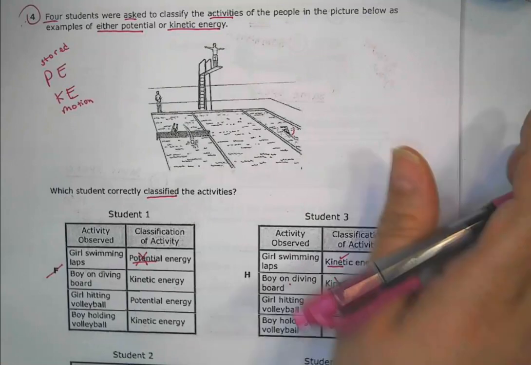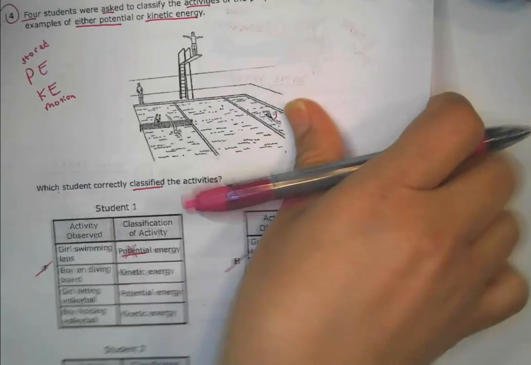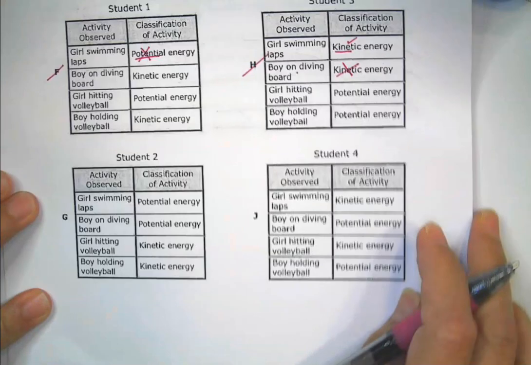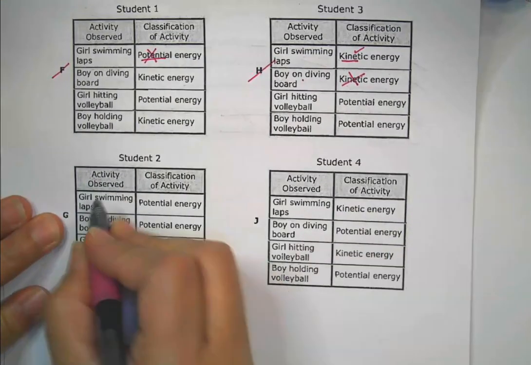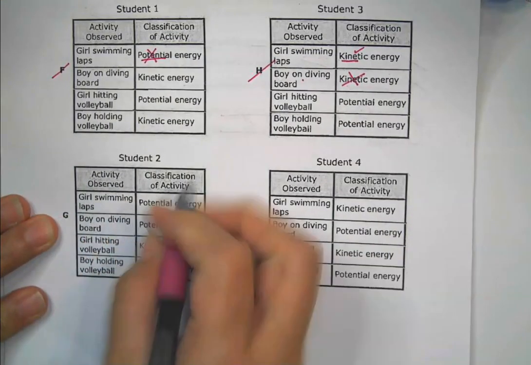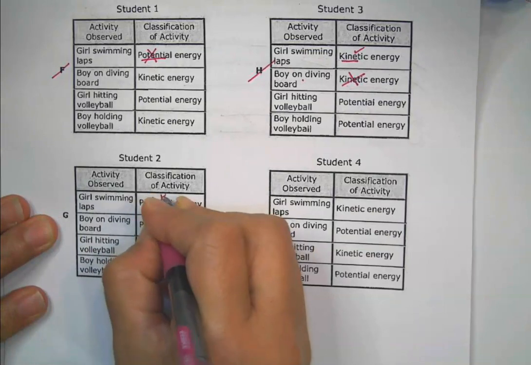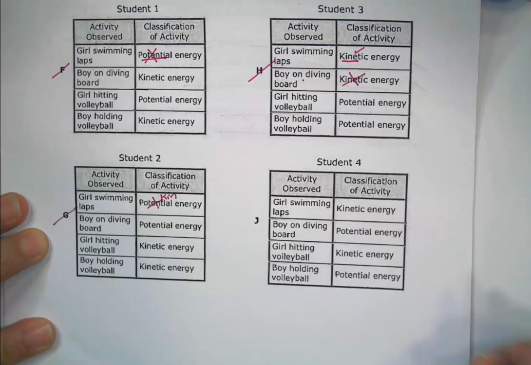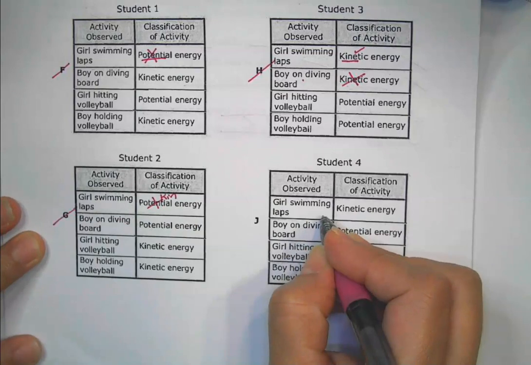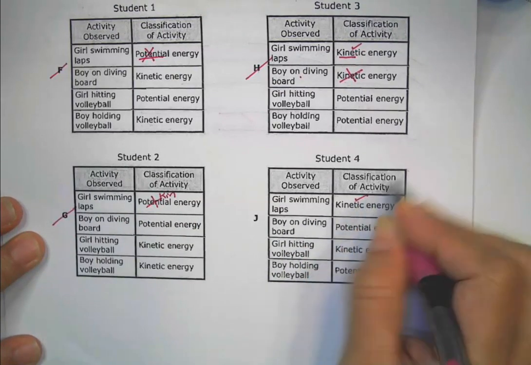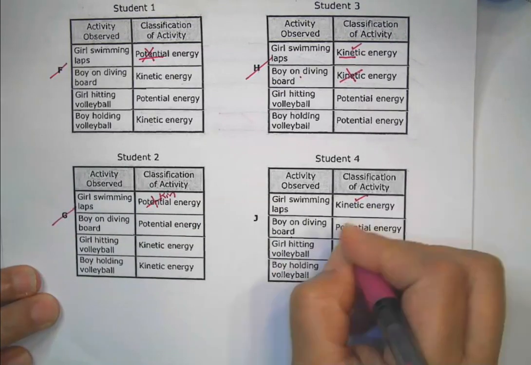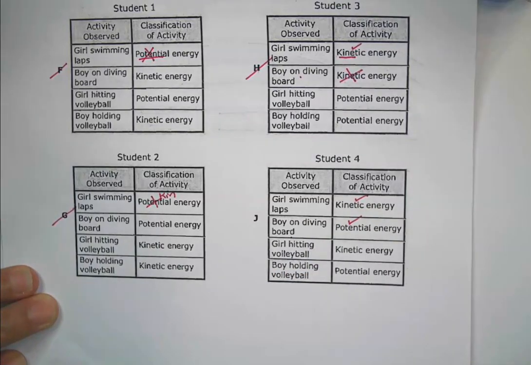So then we go to letter G. So I'm going to say this one's out. I'm going to go to letter G, and then letter G says girls swimming laps, potential energy. No, this is actually kinetic energy. It's energy of motion, so that's not it. Girls swimming, kinetic energy. Yes, they're moving. Boy on diving board, potential energy. Yes, it's stored energy.